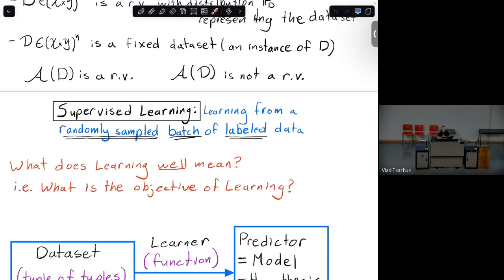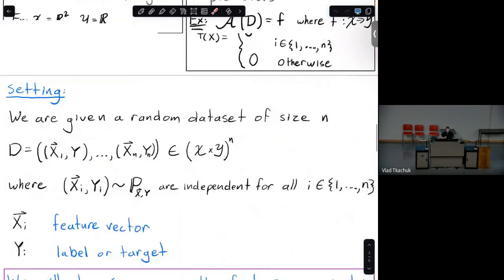Okay, so we return to supervised learning. The story was, what we were trying to address is what exactly does learning mean? And in particular, what does learning well mean? Okay, so where did we leave off?